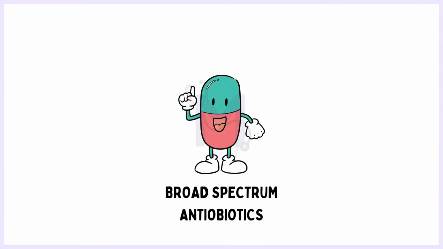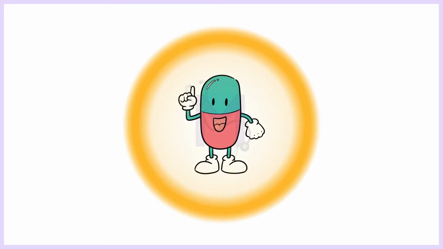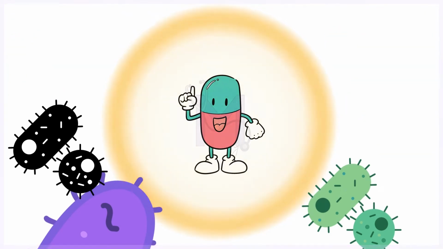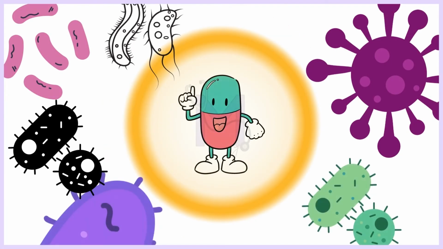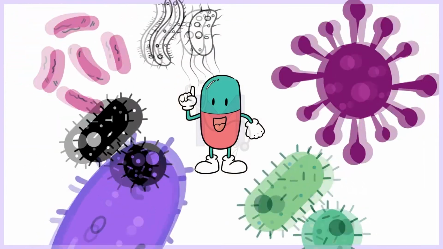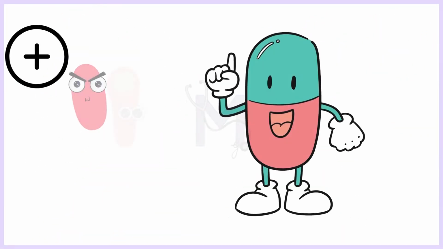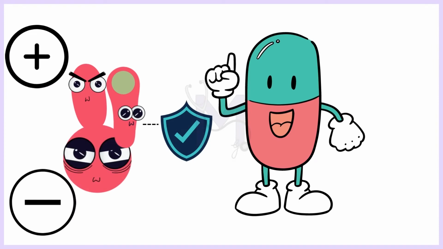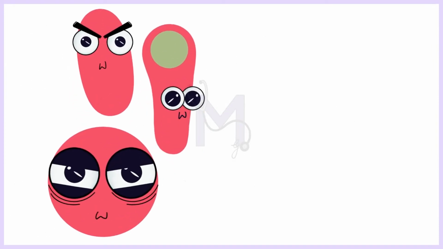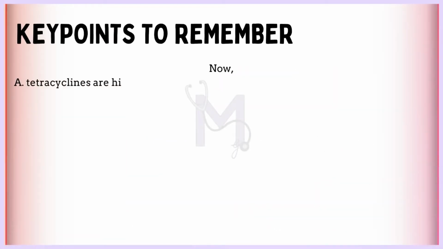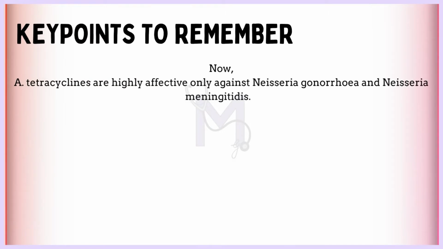The name broad-spectrum antibiotics is given because these drugs have a widespread action over a plethora of bacteria. But now, indiscriminate use has caused many organisms to be resistant to these drugs. Initially, all gram-positive and gram-negative cocci were sensitive to tetracyclines. But now, only a few such as Streptococcus pyogenes, Staphylococcus aureus and Enterococcus respond. Now, tetracyclines are highly effective only against Neisseria gonorrhea and Neisseria meningitidis.